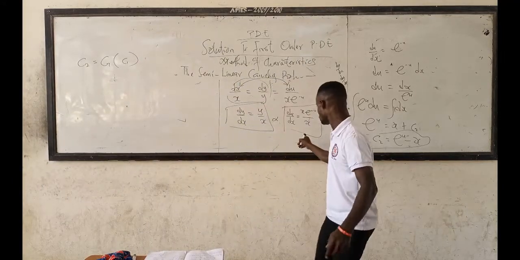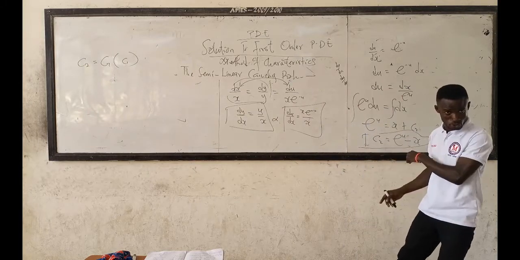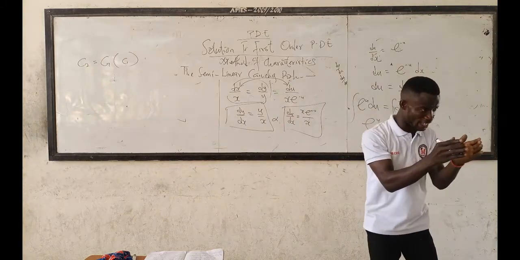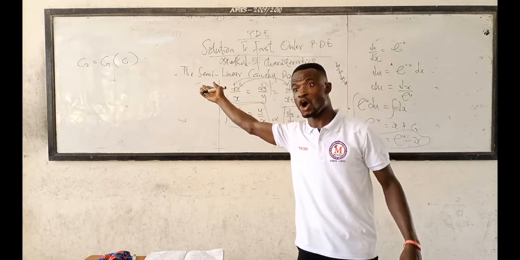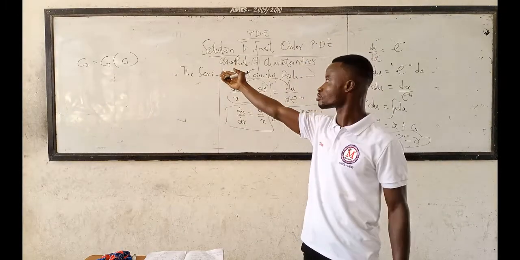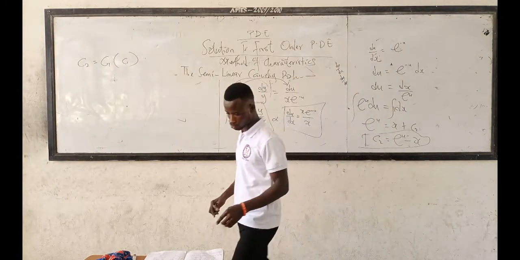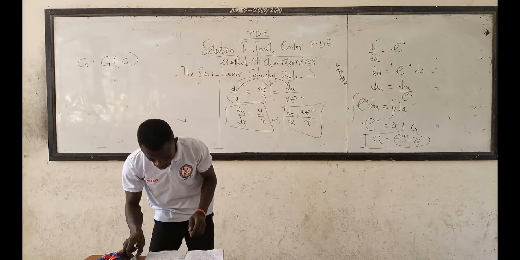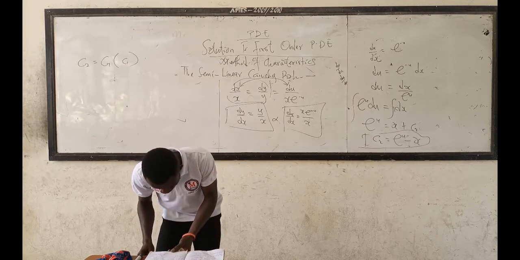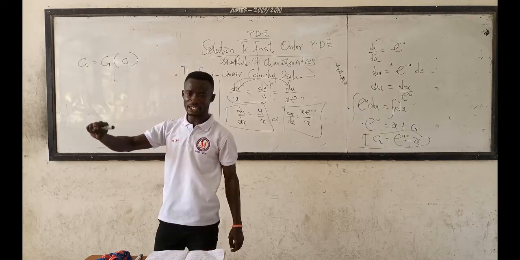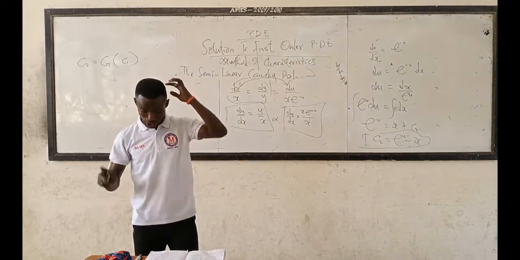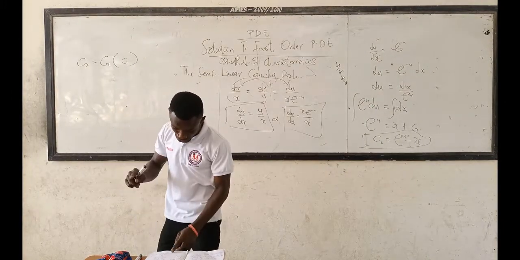You know this is a general solution. C1 is a general solution. C2 is a general solution. So we need to combine. And how do we combine that always? Always C2 is equal to G of C1, where G is an arbitrary function.